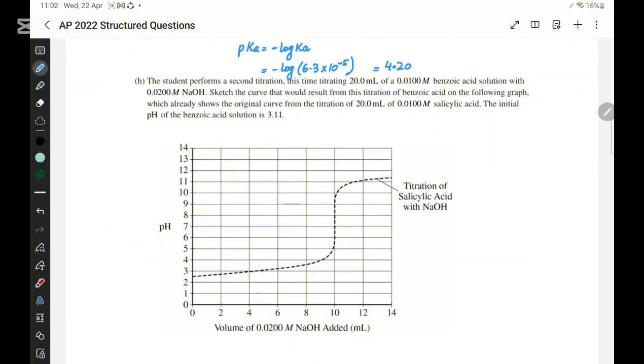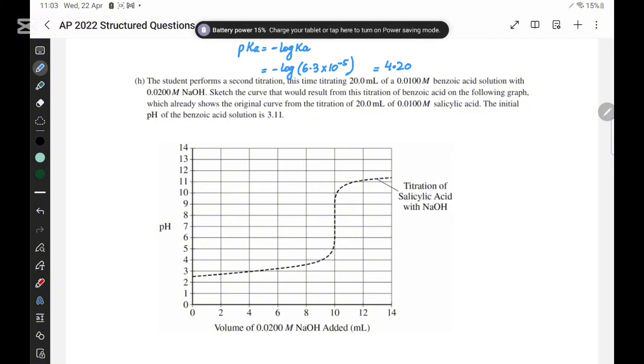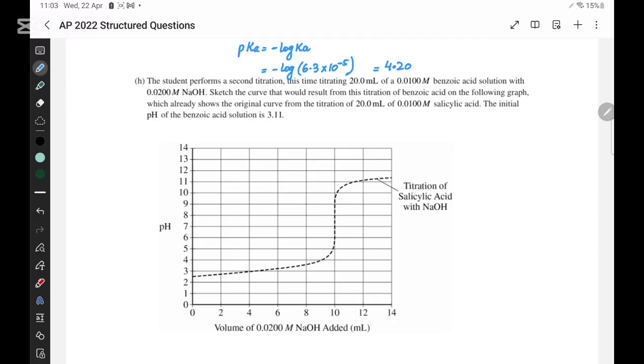Sketch the curve that would result from the titration of benzoic acid on the following graph, which already shows the original curve from the titration of 20 milliliter of 0.01 salicylic acid. The initial pH of benzoic acid solution is 3.11. So we have to draw a graph. Remember, the concentration of NaOH is the same there.